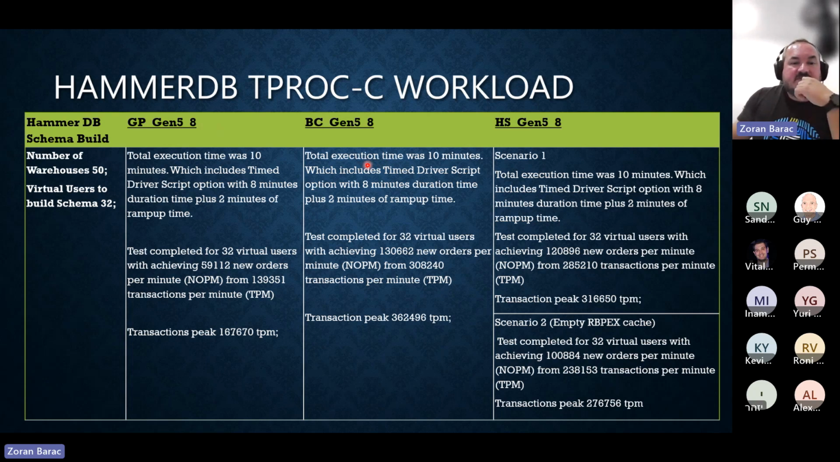So if you compare that with the business critical, you can see that we had 60K, we have 130K now. We have 140 for transactions, we have 308. So it's around 300 there. And the peak obviously is going to be way higher. Let's compare all that with the hyperscale.